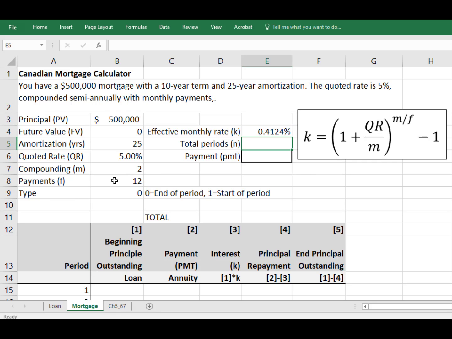We also need to know how many payments we're actually going to make. It's going to be simply the number of years times the payments per year, which is 12. So we're going to make 300 payments.